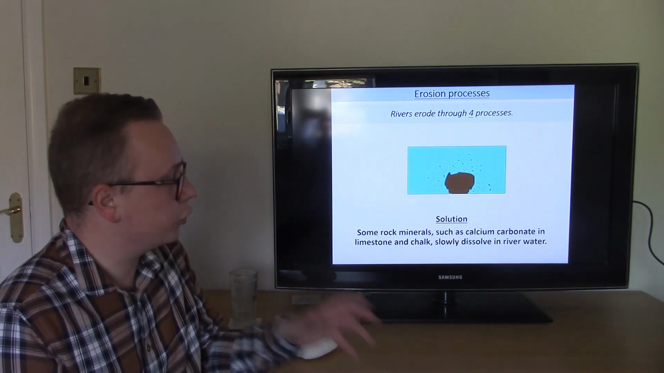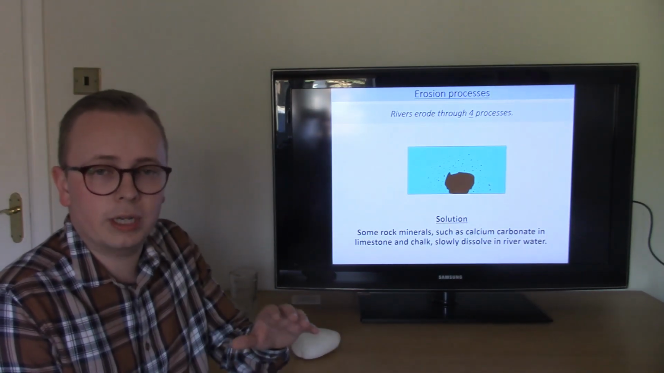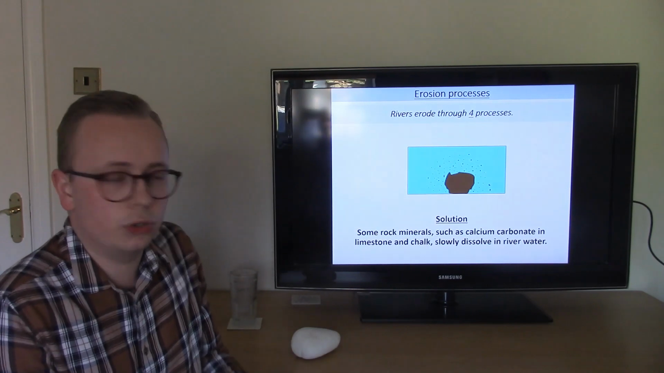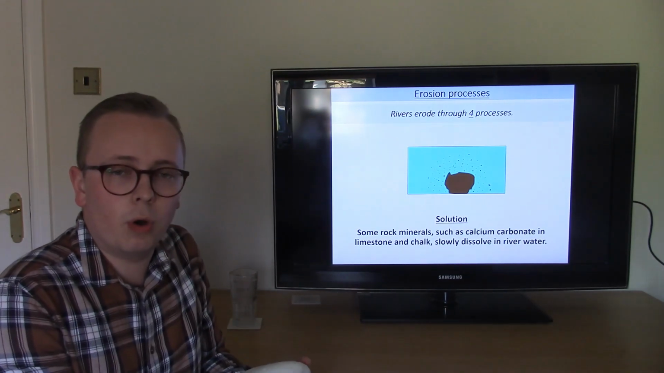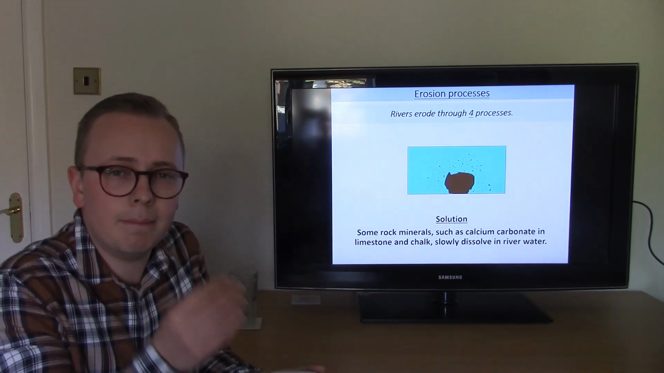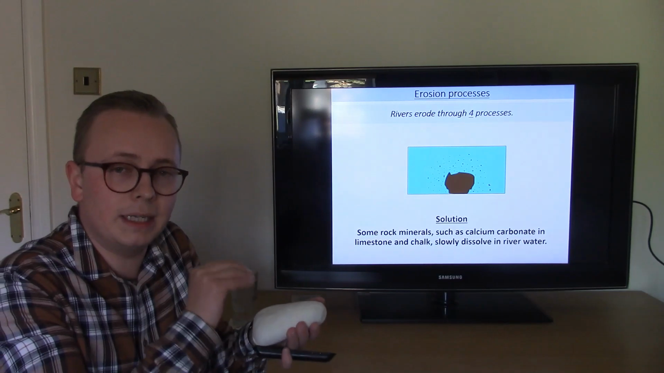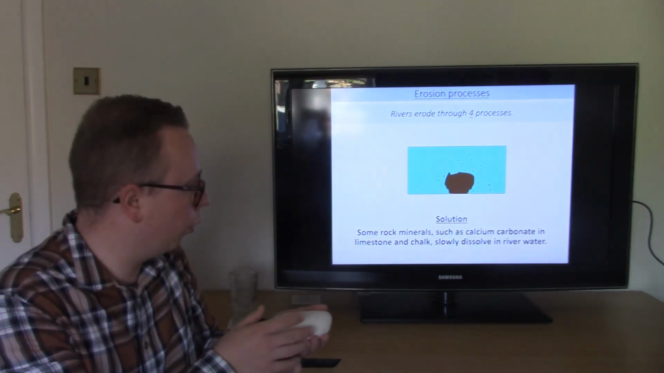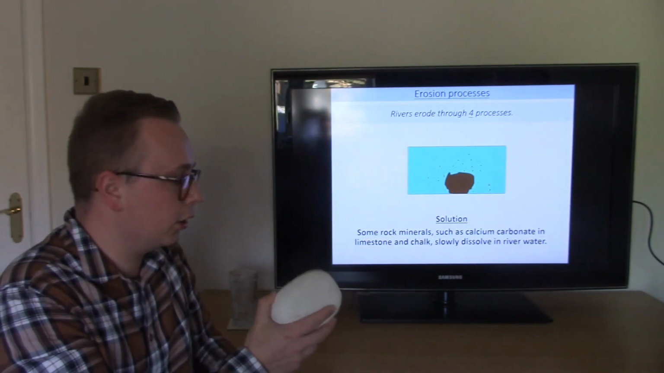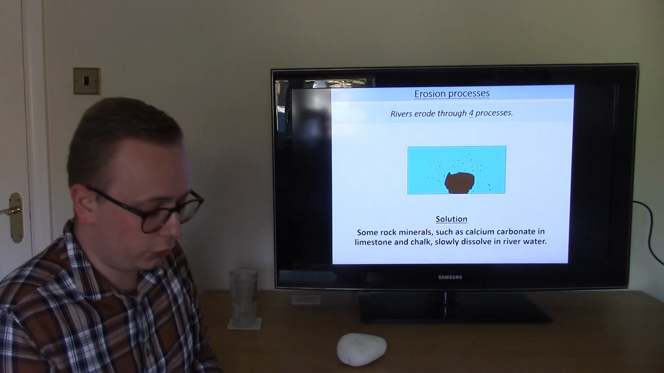And our final process of erosion is limited to areas where the rocks are calcium carbonate based, either limestones or chalk like this rock here. So because river water, like rainwater, is very mildly acidic, rocks like this that are made of calcium carbonate can be dissolved very slowly over time by the flow of water. So this is obviously only going to affect areas where the bedrock is chalk or limestone.